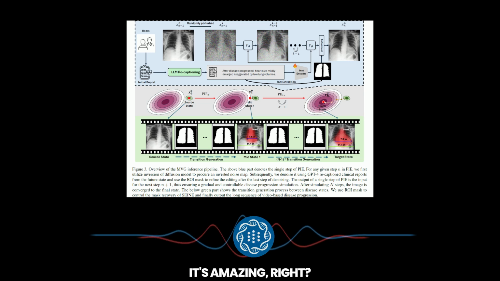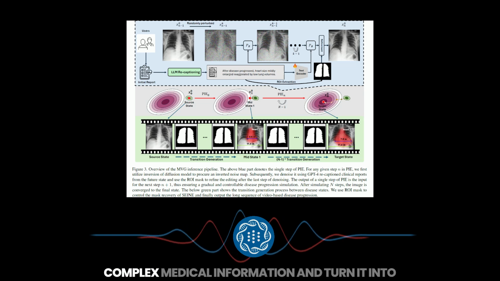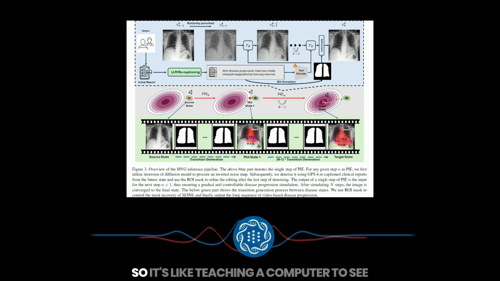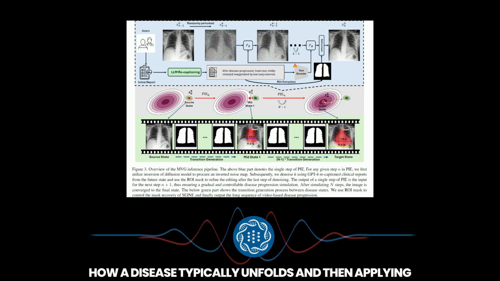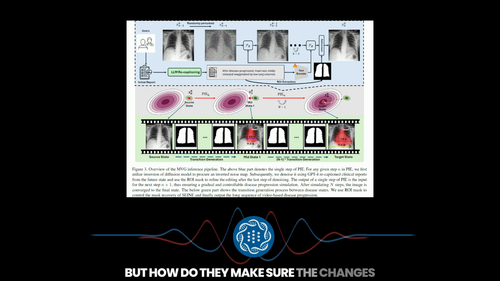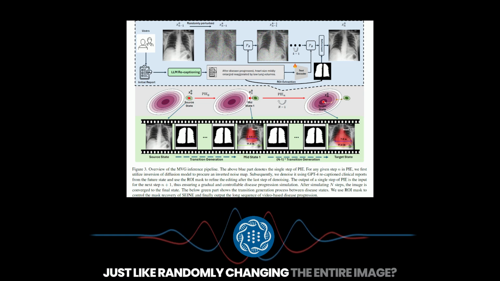It's amazing, right? They've actually harnessed GPT-4's ability to process complex medical information and turn it into visual changes in the image. So it's like teaching a computer to see how a disease typically unfolds and then applying that knowledge to a specific patient. Exactly. That's mind-blowing. But how do they make sure the changes are focused on the right area and not just randomly changing the entire image?